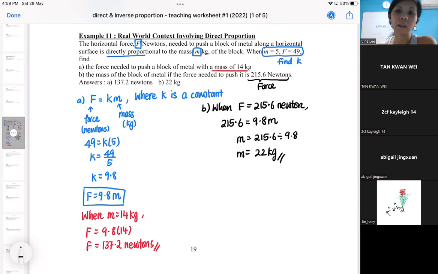So just be careful. Sometimes it's not just directly proportional to the mass. It can be the square of the mass, or it can be the square root of the mass. So read carefully. They can trick you on this type of question.